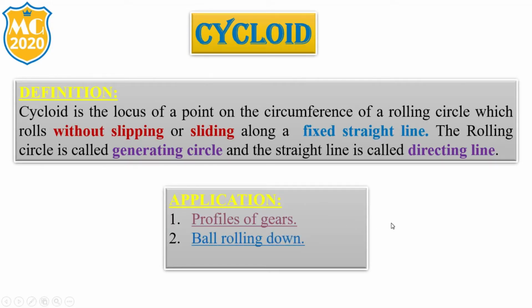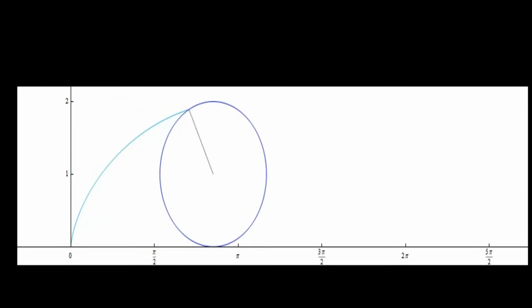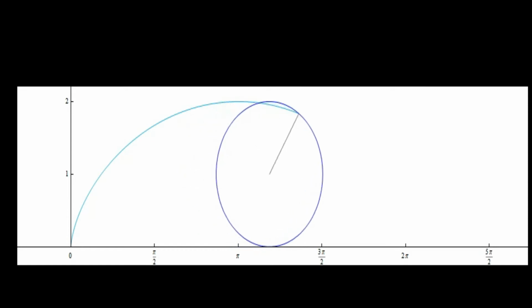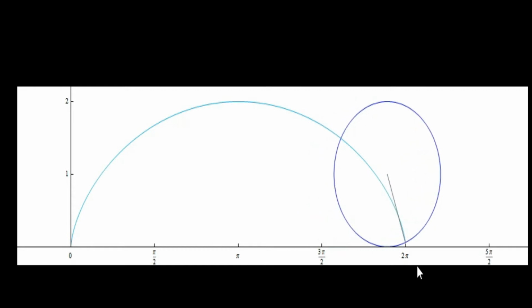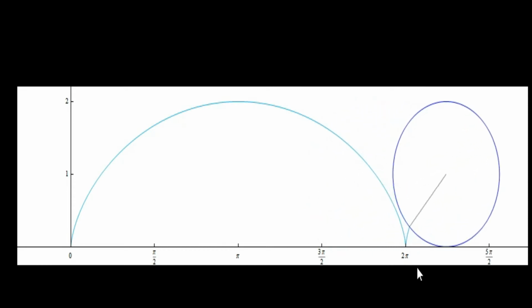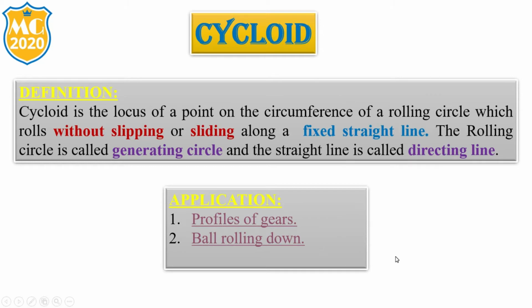Second application, ball rolling down. Let's see the example. Okay, so this is the example. This is the pure example of cycloid. See the curve, trace line. Now, third application, non-harmonic oscillation. Now we discuss the example.